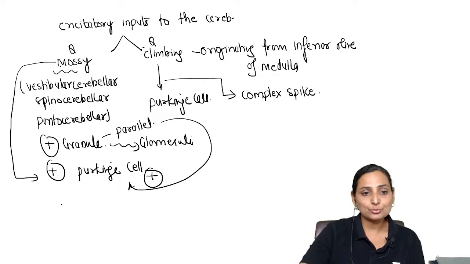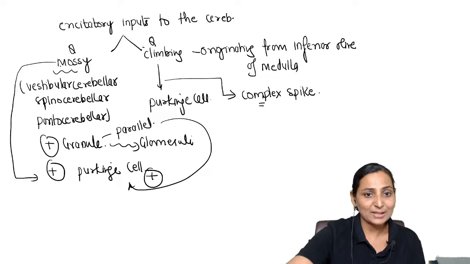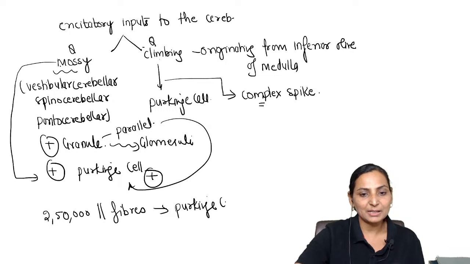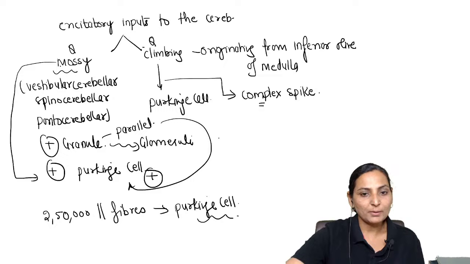And you will be surprised to know that in the case of the climbing fiber and the Purkinje cell, you are getting a complex spike and 1:1, so one cell, one fiber. But around 2 lakh 50,000 parallel fibers can be converging towards one Purkinje cell. And the mossy fibers to the Purkinje cell form a simple spike.